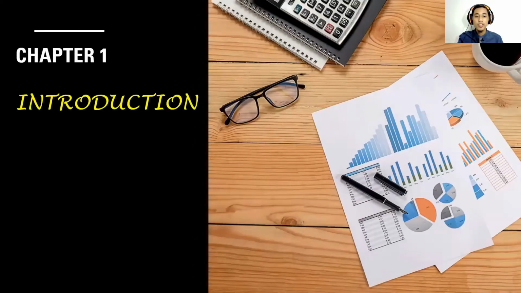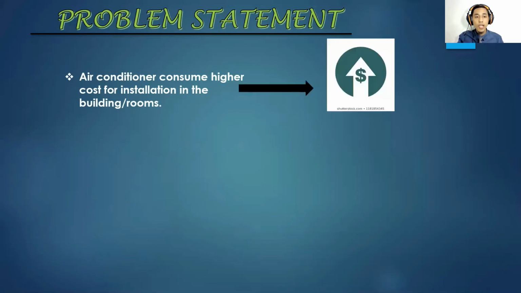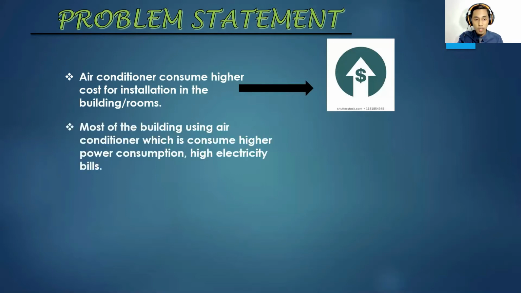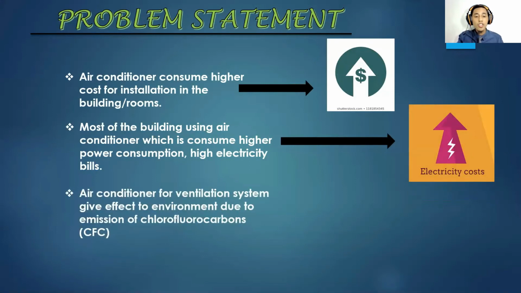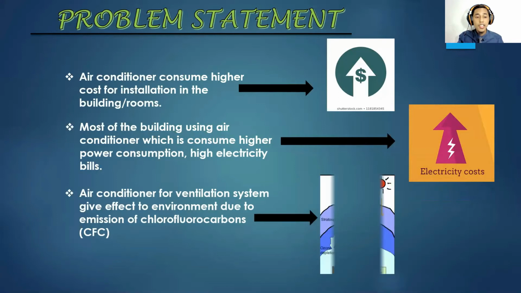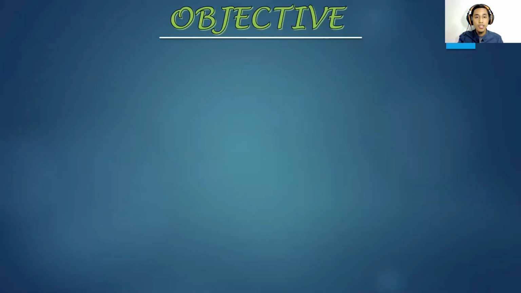Chapter 1, introduction. Firstly, I will explain my problem statement. First, air conditioners have a higher installation cost in a building or room. Secondly, most buildings use air conditioners, which have high power consumption and high electricity bills. Thirdly, air conditioners used for ventilation affect the environment due to the emission of chlorofluorocarbons.